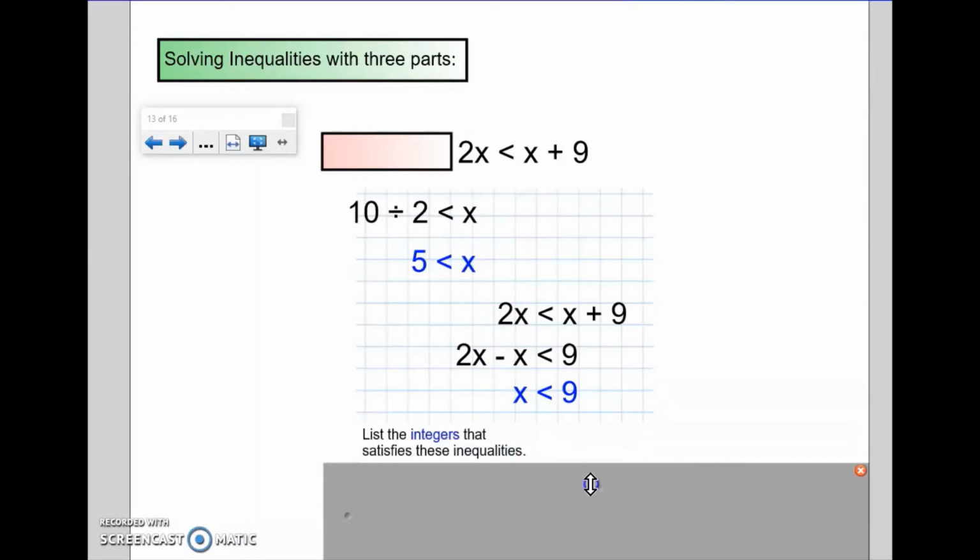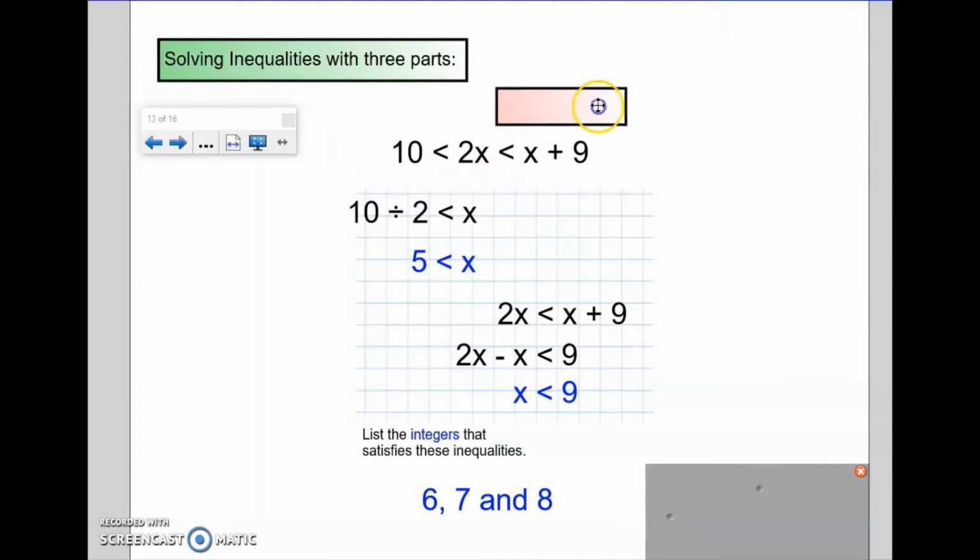So if the question was to say, list the integers that satisfy these inequalities, I'm looking for numbers that are greater than 5, but also less than 9. Whole numbers in between 5 and 9, but 5 and 9 are not included. So my answer for integers that satisfy this inequality would be 6, 7, and 8.